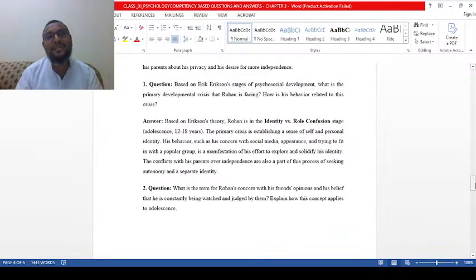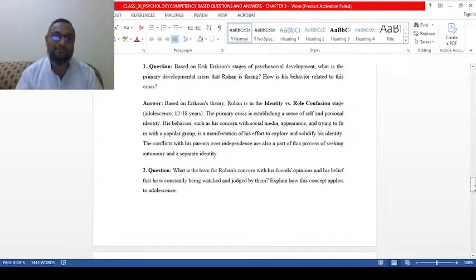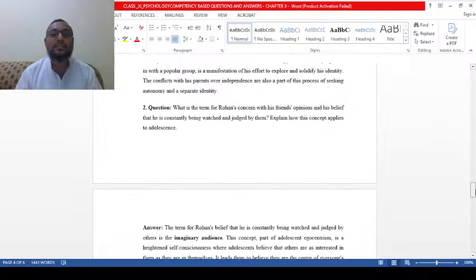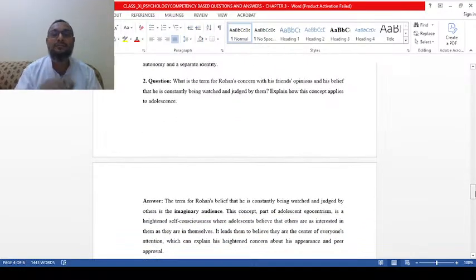But the parent here thinks that still the child is a child. This is the generation gap actually. Now, what is the term for Rohan's concern with his friends' opinions and his belief that he is constantly being watched and judged by them? Explain how this concept applies to adolescence.